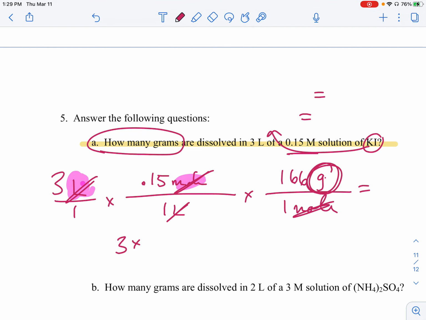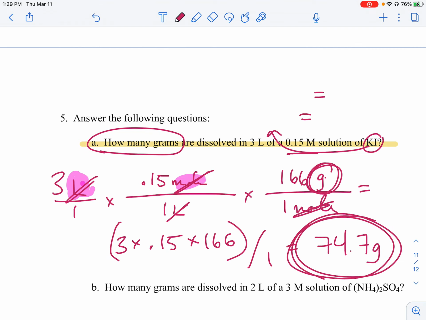I would set it up like this in my calculator: 3 times 0.15 times 166, close parentheses, and divided by 1. So obviously, I think you can handle that. And you would end up with about 74.7 grams. So that extra step is considered a more difficult problem. But again, we're just utilizing our equalities and our mole map.